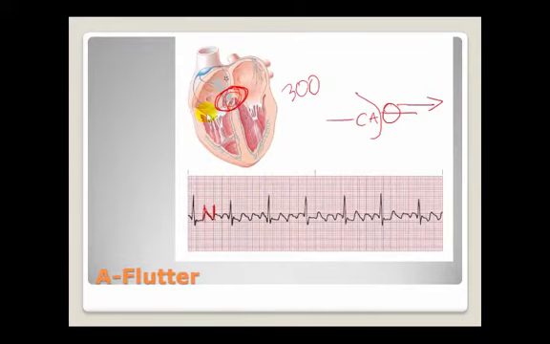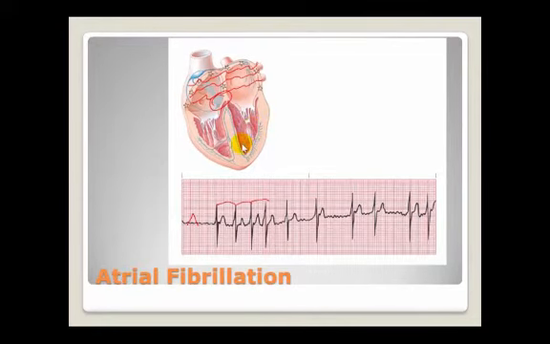So if I have A-flutter or A-fib, I can't control the atria anymore, but I can sure retard or slow down the AV node. The easiest way to do that is with a calcium channel blocker. Atrial fibrillation in the acute setting, the best way to control F-wave input to the AV node is with a calcium channel blocker.